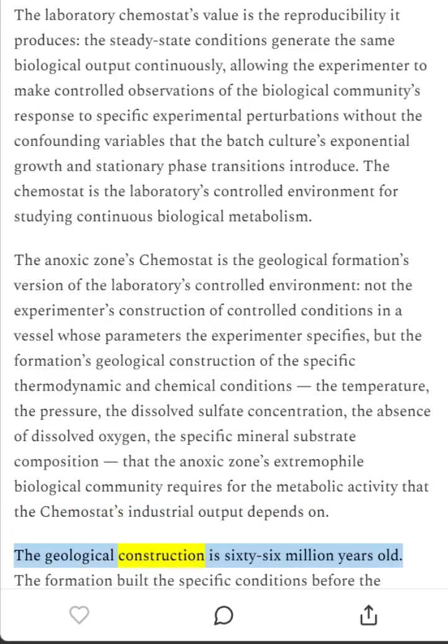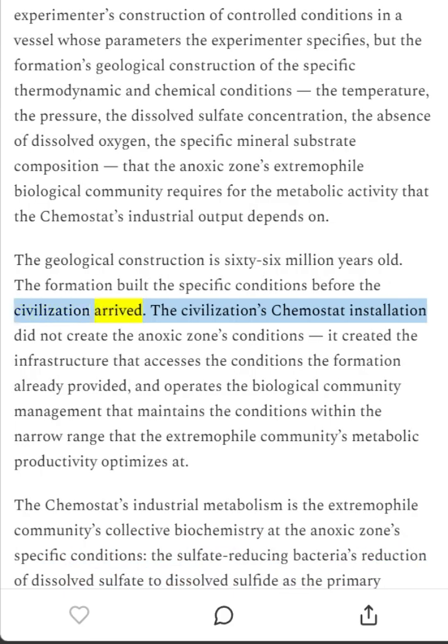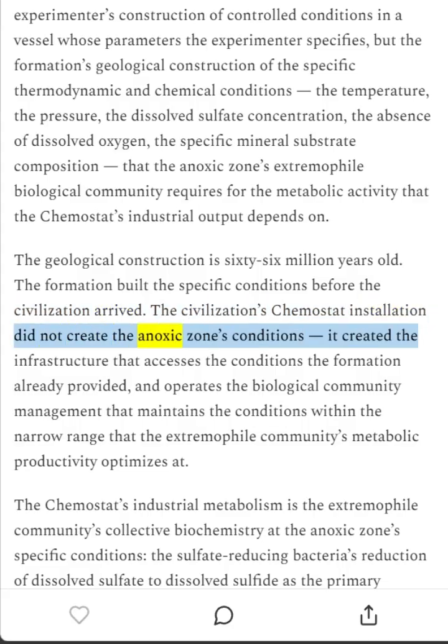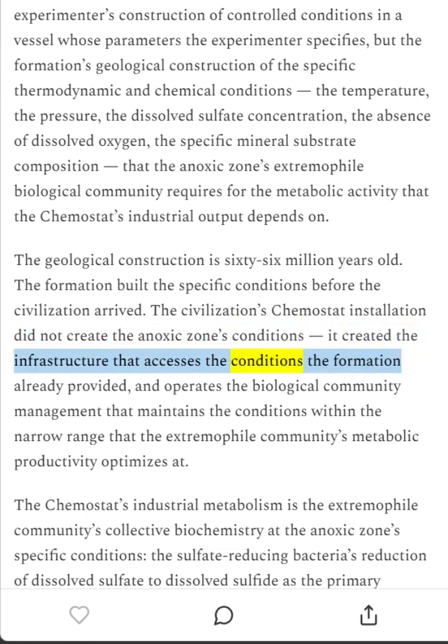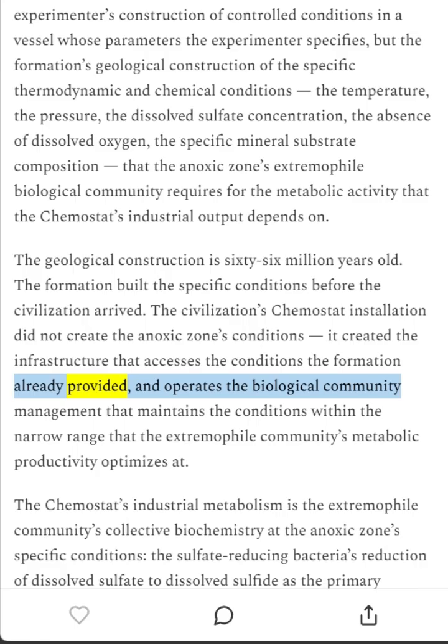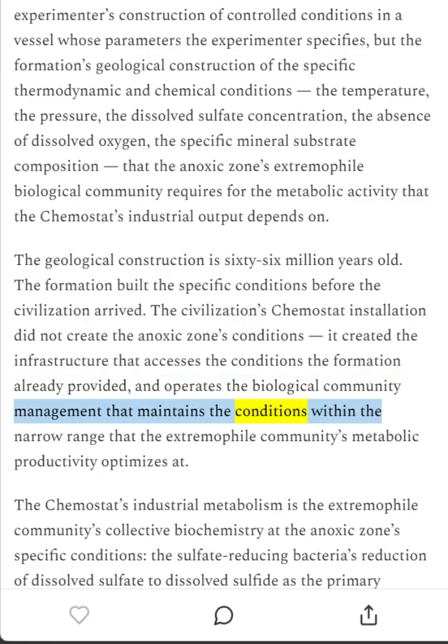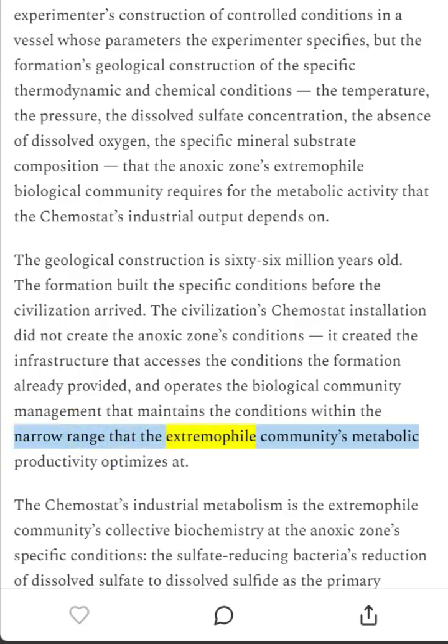The geological construction is 66 million years old. The formation built the specific conditions before the civilization arrived. The civilization's chemostat installation did not create the anoxic zone's conditions. It created the infrastructure that accesses the conditions the formation already provided and operates the biological community management that maintains the conditions within the narrow range that the extremophile community's metabolic productivity optimizes at.